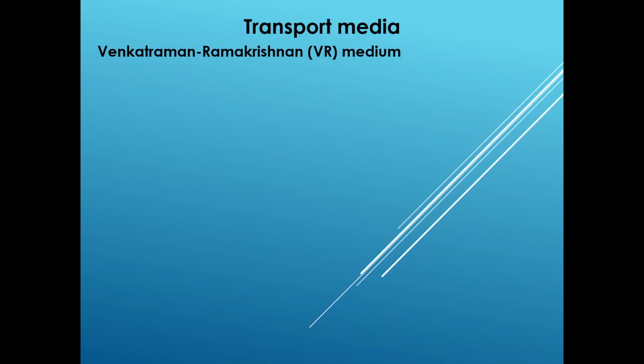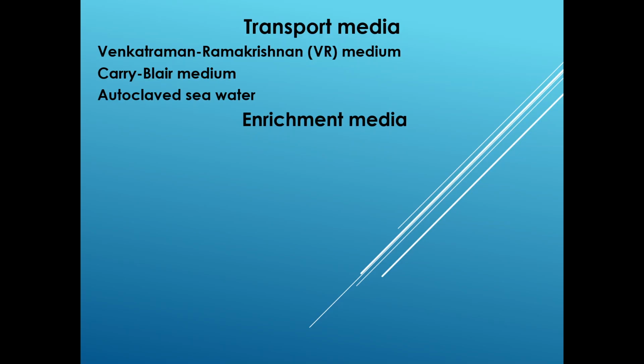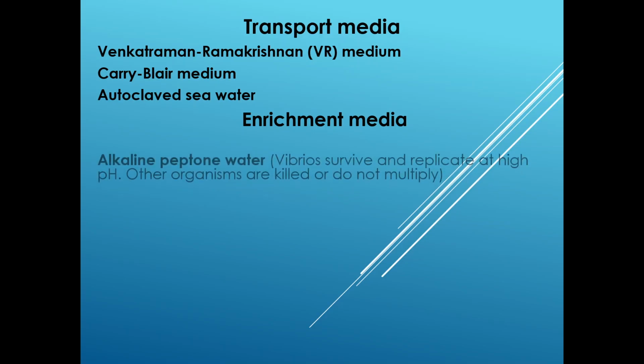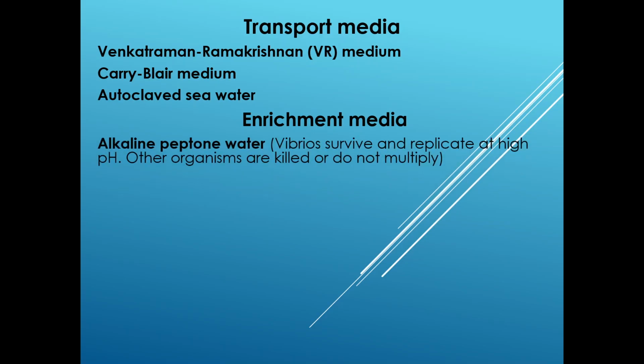Transport nutrient media. To transport biological material between different laboratories, you will use transport media: VR medium, Cary-Blair medium, autoclaved seawater. For accumulation of pure culture of Vibrio cholerae, you will use alkaline peptone water. Vibrio survives and replicates at high pH, while other organisms are killed or do not multiply. I told you that Vibrio cholerae grows very well at pH 8.2.